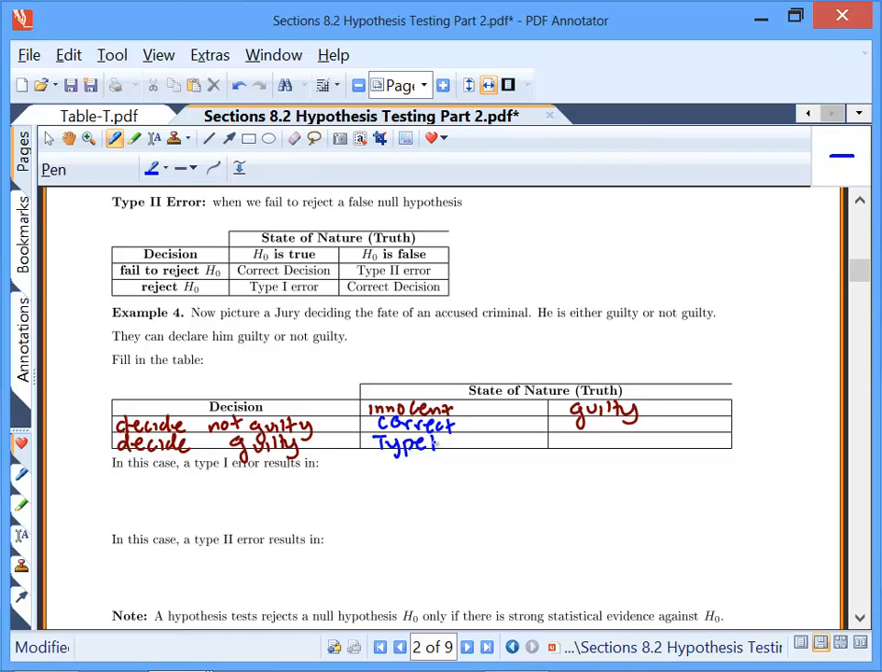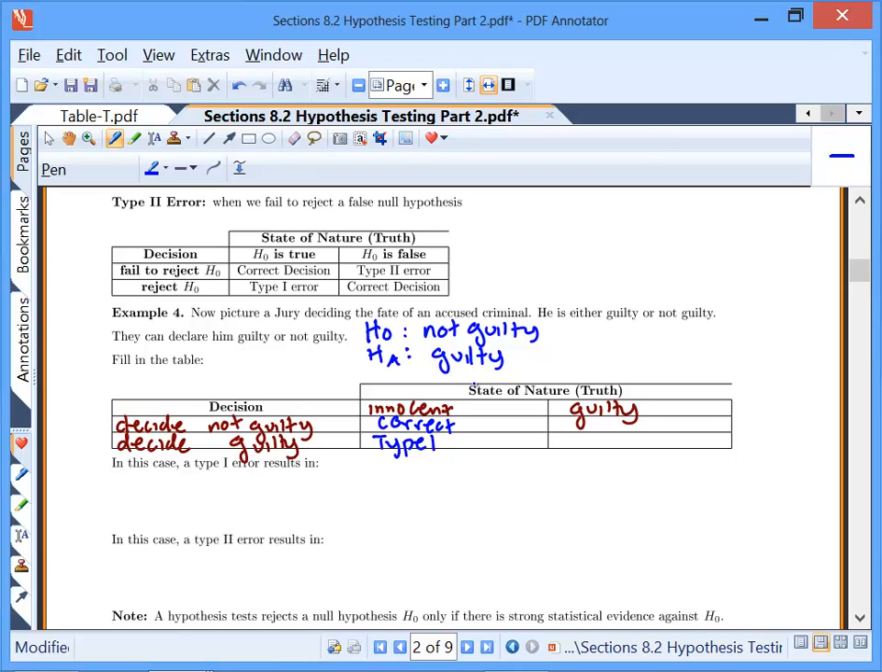type. Well, actually we need to back up a little bit. What is the null hypothesis for a jury trial? The null hypothesis is that he is not guilty, and the alternative is guilty. Okay, how do you know that? Because you are innocent until proven guilty. That means that your status quo is you're innocent, and you have to find overwhelming evidence against that null hypothesis before you go with the alternative.